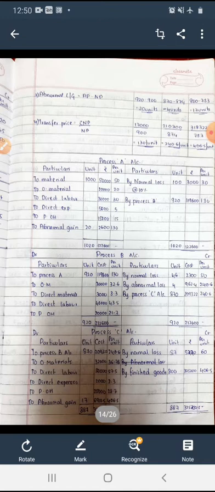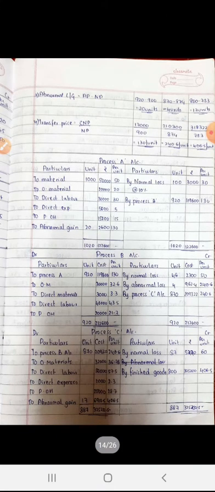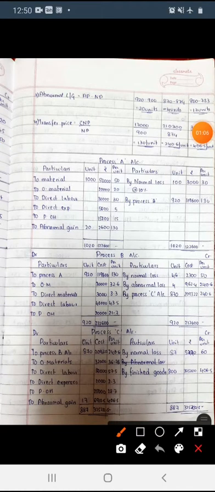See, first we have to prepare the process A account. Under that, how much material is introduced? 1000 units at rupees 50 per unit. Okay, then see the columns: material 20,000, direct labor 30,000, direct expenses 5,000 and the production overhead total 60,000.